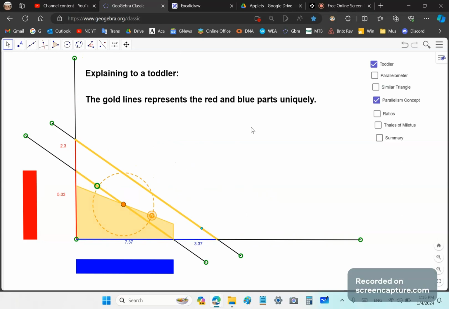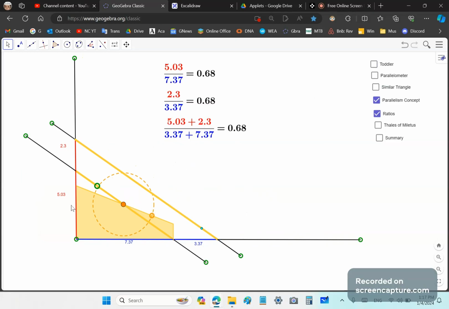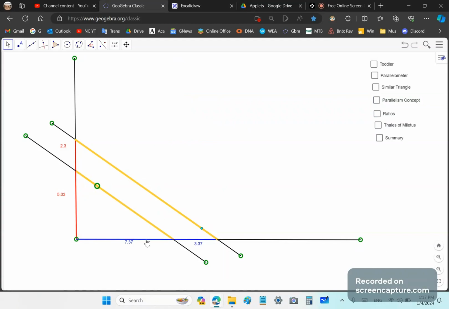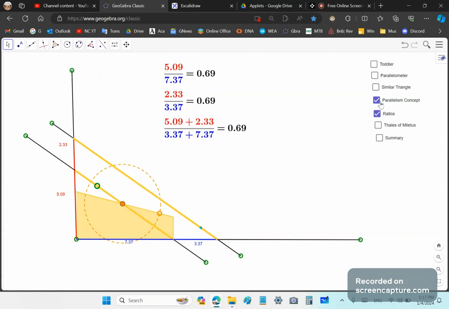So you basically explain to the toddler that the red and blue sides are in proportion and they're represented by what's called a ratio. It's simply the red part to the blue part, and it uniquely identifies the ratio. It doesn't matter what angle you use. You can use any angle you like, the story is exactly the same. Then of course the toddler, as he gets older, learns how to deal with ratios and sees that what he learned earlier on is correct.